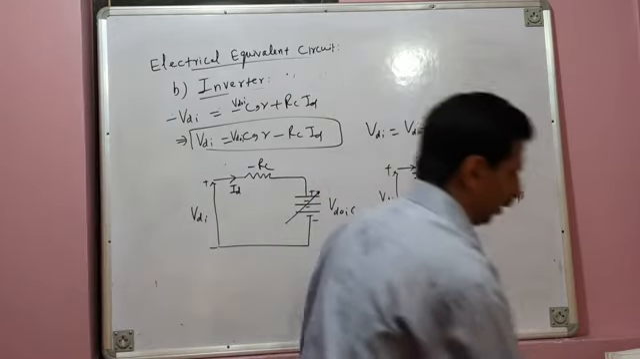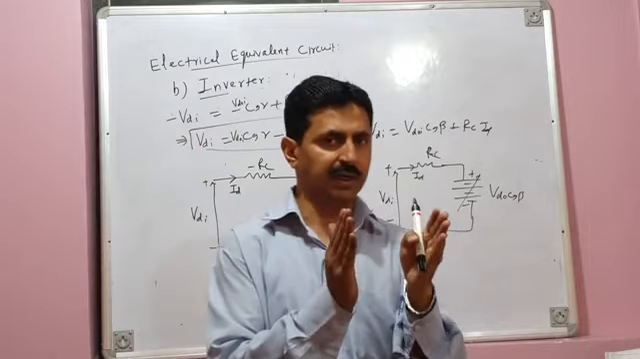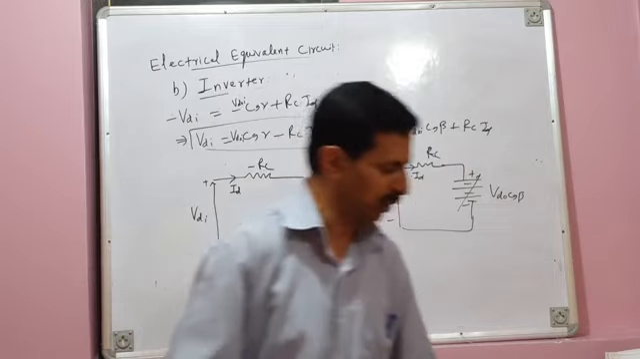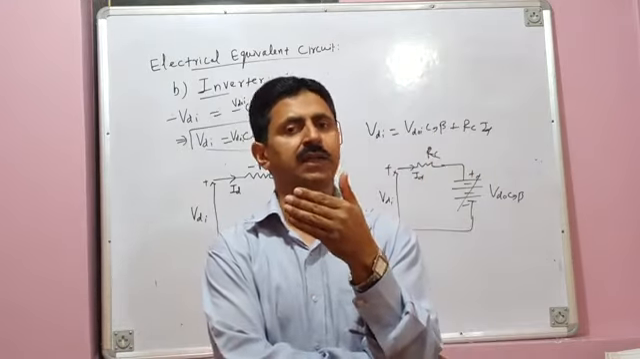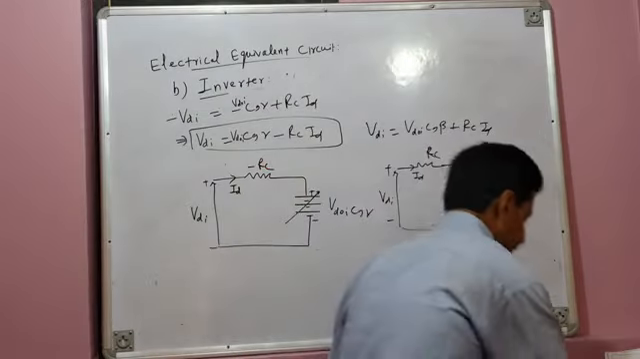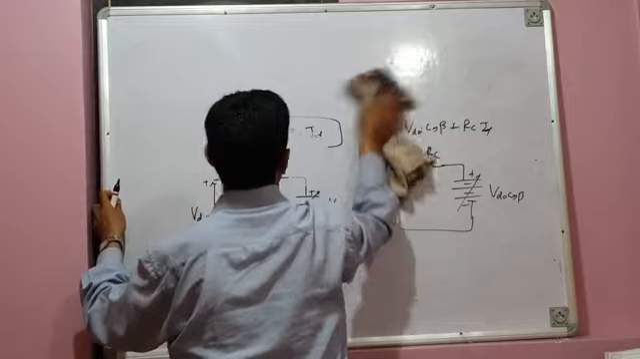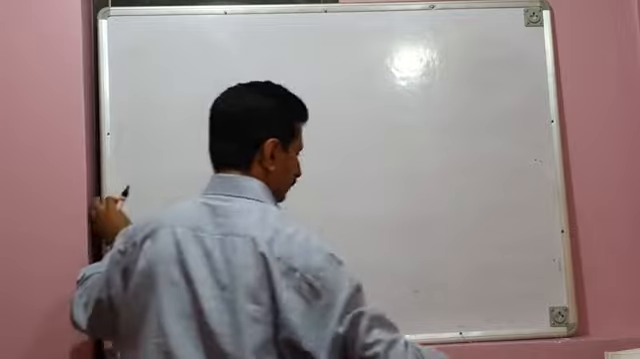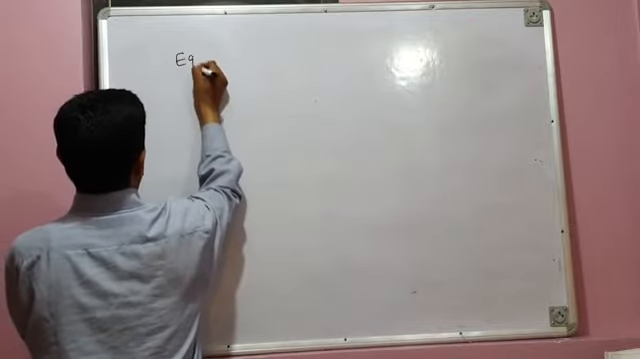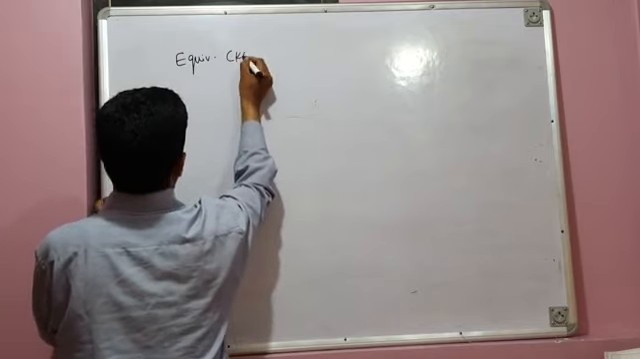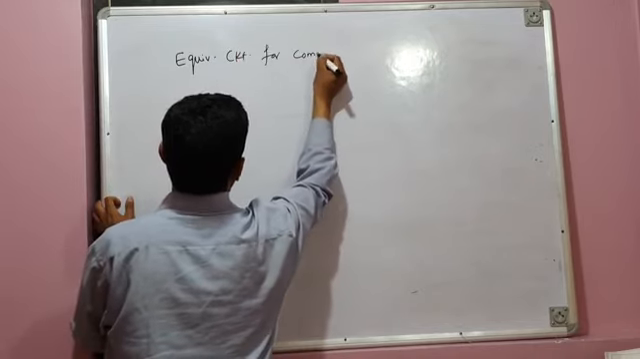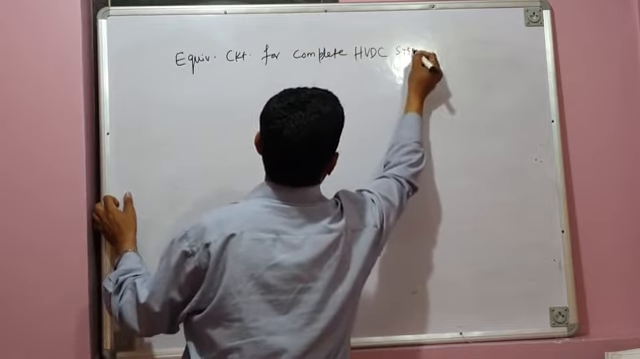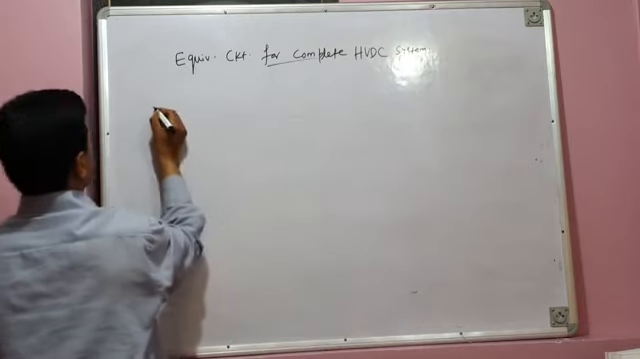So we have obtained the electrical equivalent circuit of converter operating in rectification mode, and also for another converter which is operating in the inversion mode. Therefore, we can draw now the complete electrical equivalent circuit of HVDC system. So I can write here: equivalent circuit for complete HVDC system. And it will look like this.